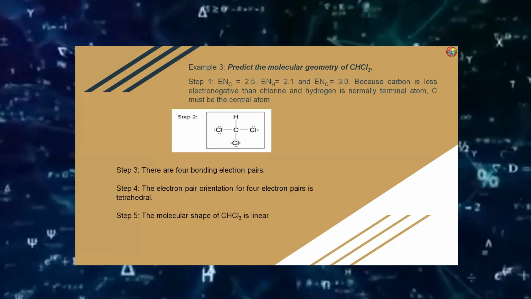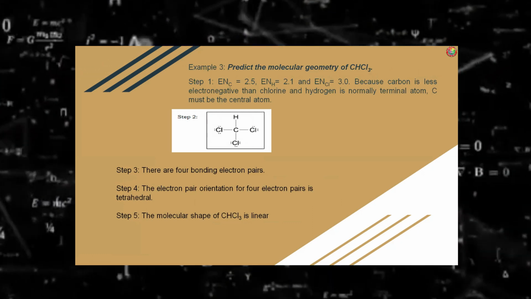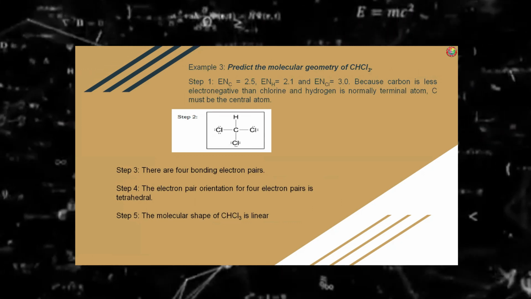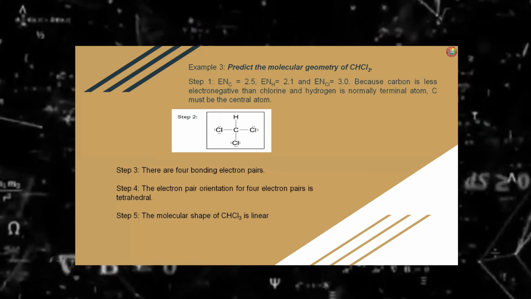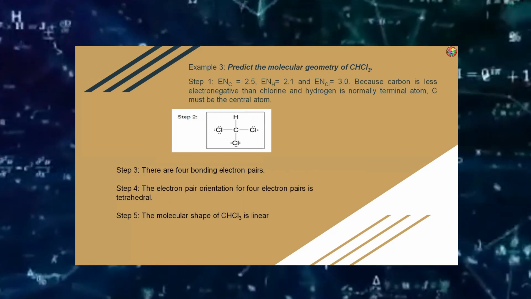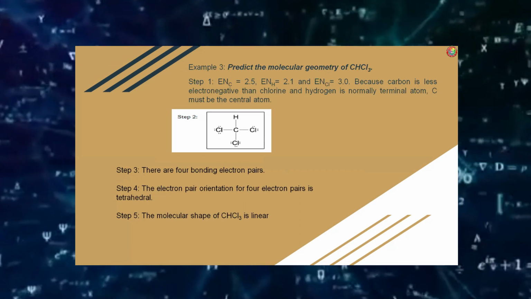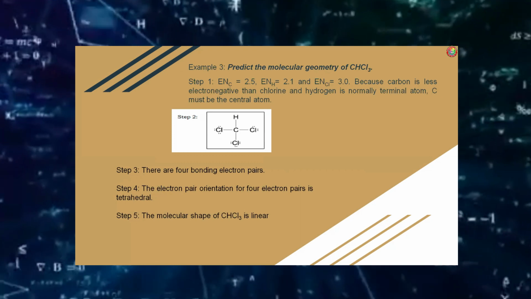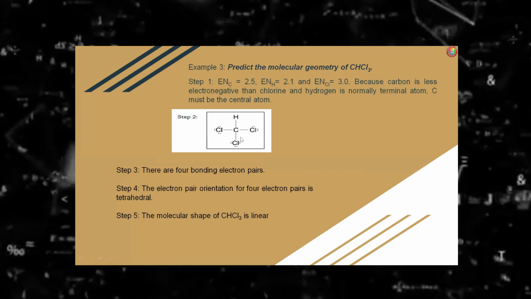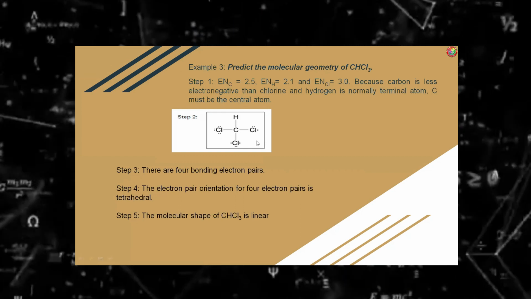Another example, predict the molecular geometry of CHCl3, or what we call trichloromethane. So step 1, the electronegativity of carbon is equal to 2.5, the electronegativity of hydrogen is equal to 2.1, and the electronegativity of chlorine is equal to 3.0. Because carbon is less electronegative than chlorine, and hydrogen is normally the terminal atom, C must be the central atom.